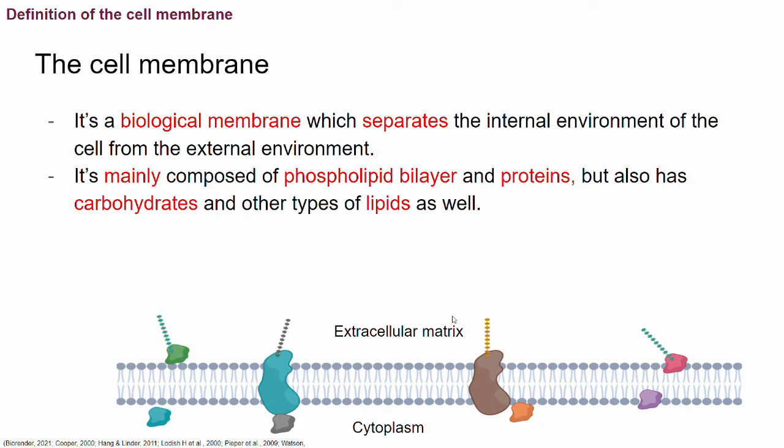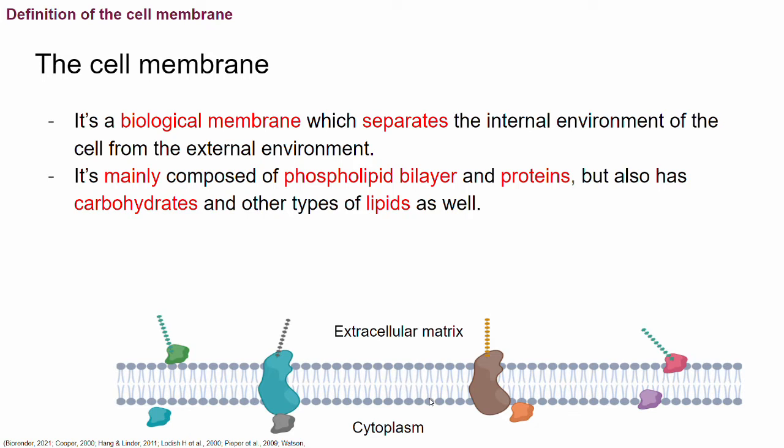It's mainly composed of phospholipid bilayer and proteins, but also has carbs and other types of lipids as well. So if you look here, this portion of the cell membrane is mainly made of lipids, and specifically phospholipids. That's why it's called phospholipid bilayer. Now, bilayer because we have two layers. We have an inner leaflet that is facing the inside of the cell, or facing the cytoplasm, and we have an outer leaflet that is facing the extracellular matrix or the cell membrane of the next cell. Okay, that's why it's a bilayer.